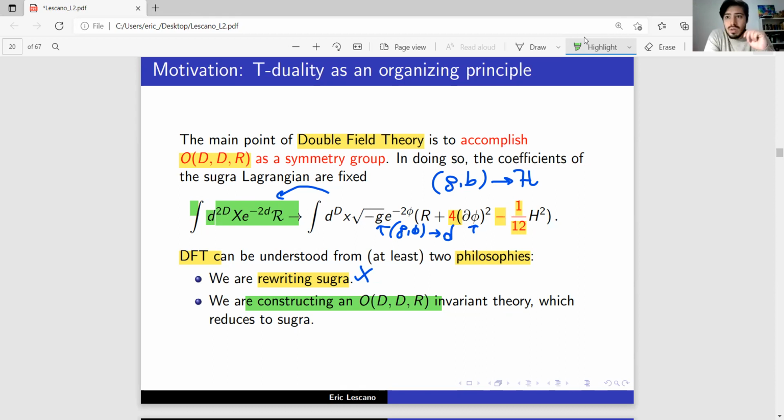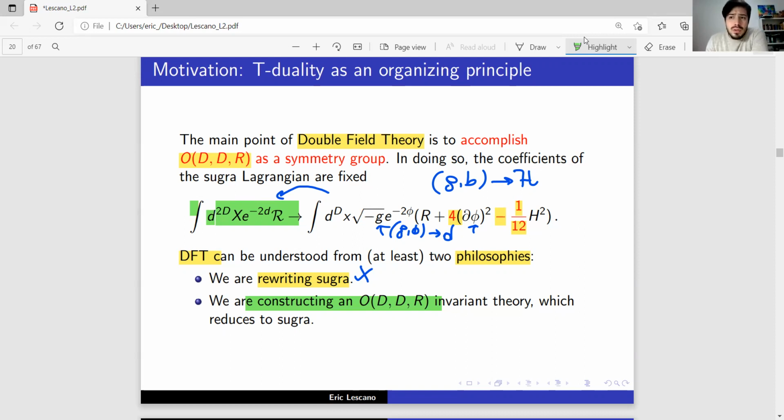Exactly that. You can change your fields if you want, but you are going to obtain those fields from T-duality or from this O(D,D)R group, which perhaps some people don't speak about as T-duality because it's a bit different, the group, but we can use this group in order to fix those coefficients. Okay, let's move on, but this is the idea.